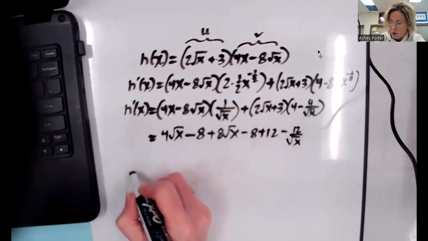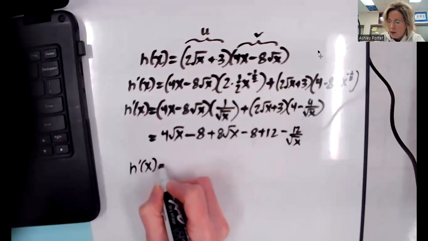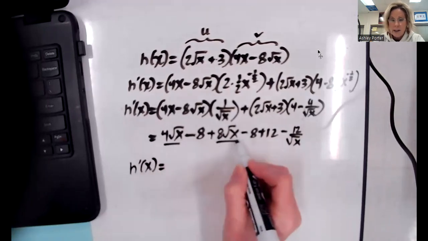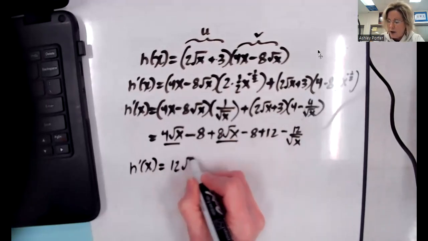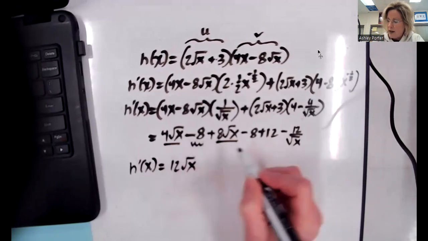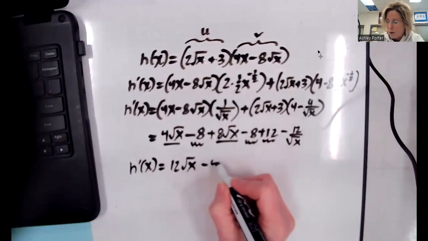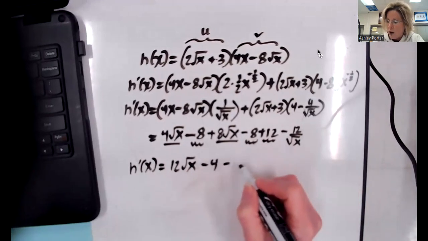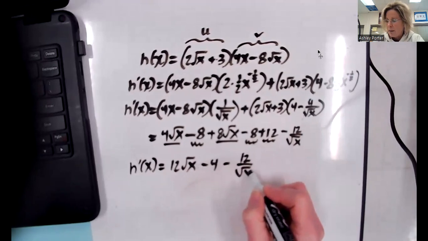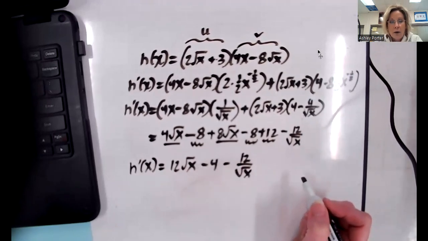Let's combine like terms and finish this one up. So I'm saying 4 square root of x plus 8 square root of x is 12 square root of x. Negative 8 and negative 8 is negative 16, plus 12 is negative 4, minus 12 over square root of x. That's a good answer. We'll stop there.